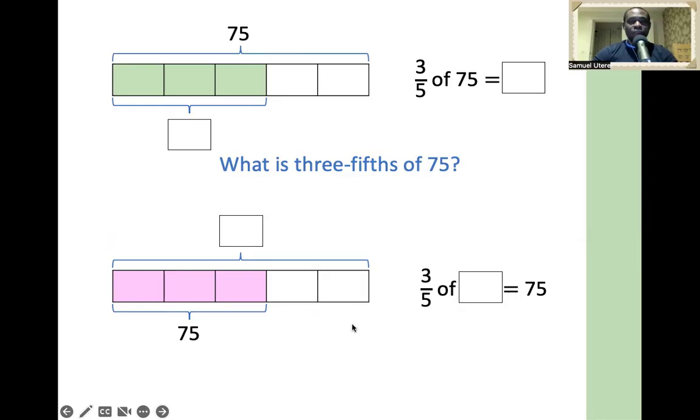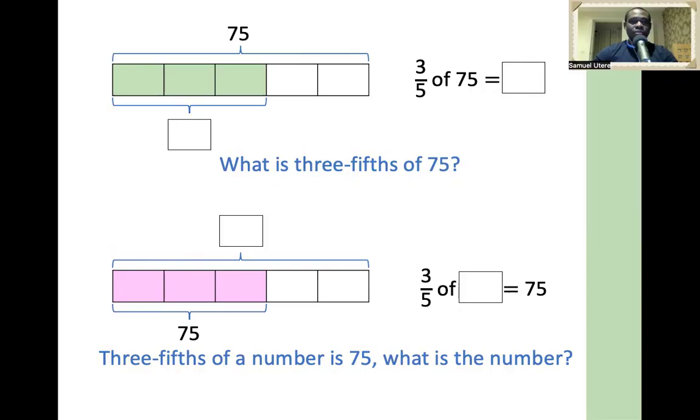So for this one, that one is easy. We know, okay, if 75 is represented by 5 parts, then to get what each part is worth, we just need to divide 75 by 5, which means each of these parts is equal to 15. Now that we know each part is equal to 15, it means 3 parts will be 15 times 3, which will be 45. But this one will use a different approach.